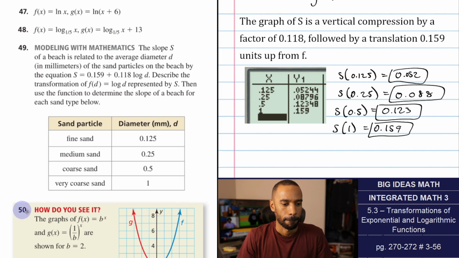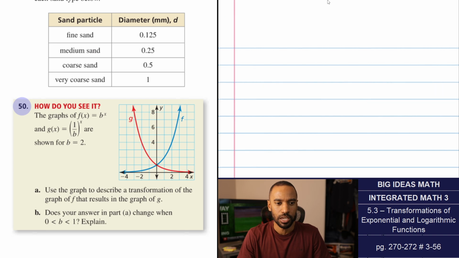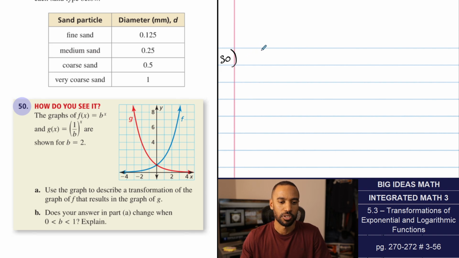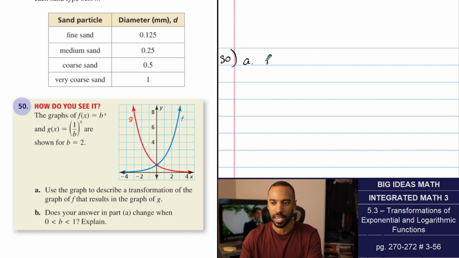Number 50. How do you see it? The graphs of f of x equals b to the x and g of x equals 1 over b to the x are shown for b equals 2. So f of x equals 2 to the x and g of x equals 1/2 to the x. Part A, use the graph to describe the transformation of the graph of f that results in the graph of g. Well, to go from 2 to the x to 1/2 to the x, you have to raise it to the negative first power.